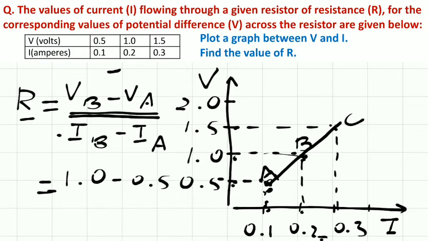0.5 upon the value of IB, means the current at the point B. This is the point B. The current is 0.2 at this point, minus IA, means the current at the point A. At the point A, the current is 0.1. Now we need to solve this.